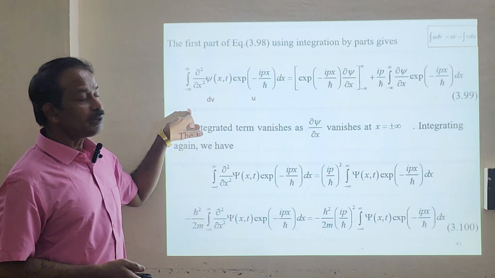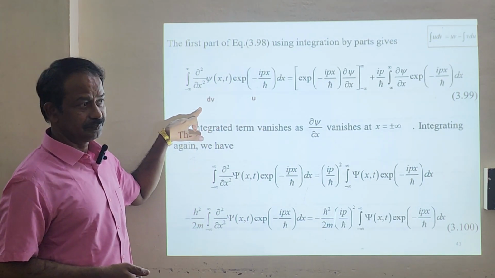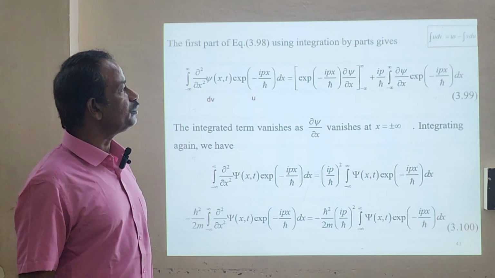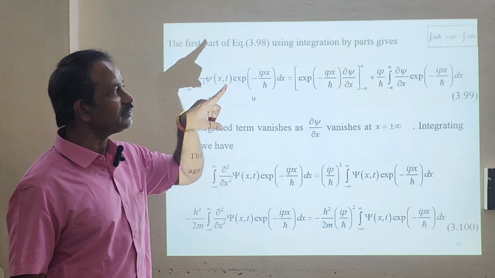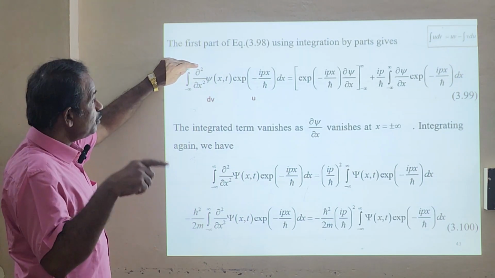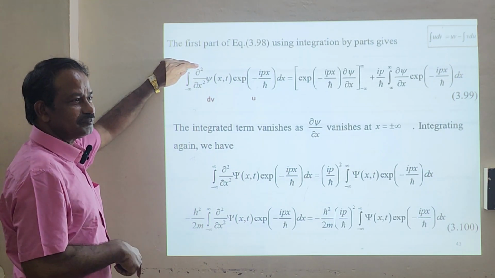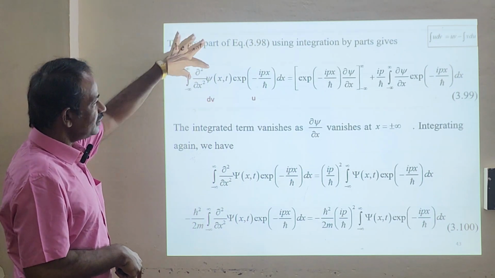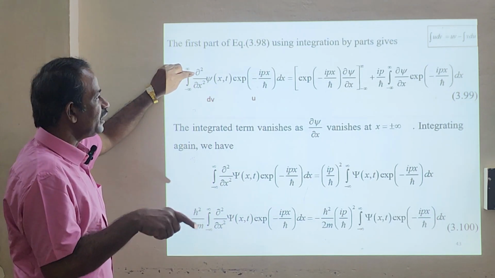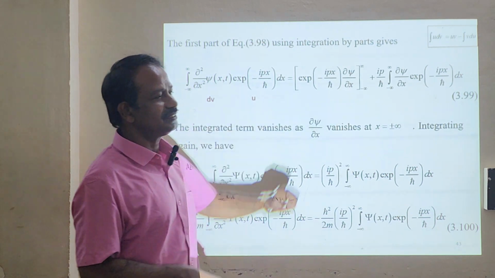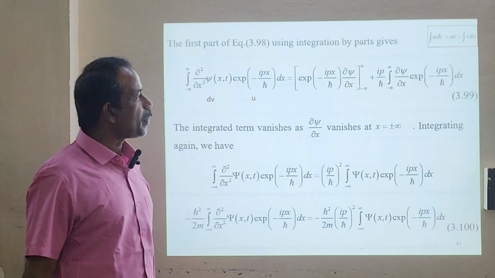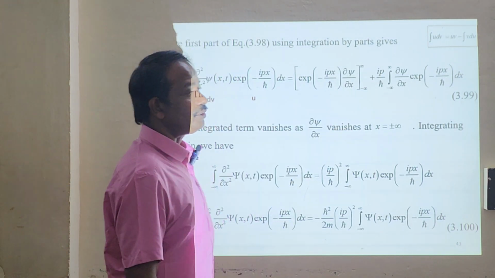Take this one. I am going to keep this as u and this as dv. Using the formula, the integral of u dv equals uv minus the integral of v du. So this will be your u, and your v will be d by dx of psi of x comma t. Is it okay? Your dv is here, so v will be one differentiation down. That will give you d psi by dx. Is it okay? Plus e power minus ipx as it is, because this is u. Here you will have minus v du, correct?